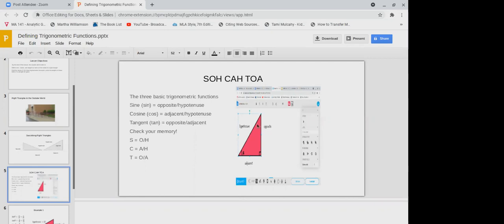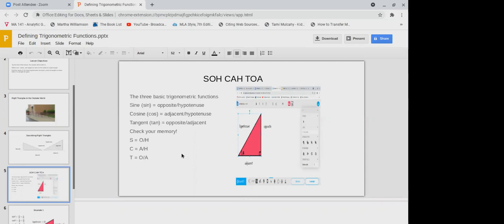And I have a picture of that for you here. If A is the angle that I'm talking about, and the square corner here is my right angle, then the side opposite my right angle is my hypotenuse, and I have my opposite and my adjacent sides. Now that's my little trick.